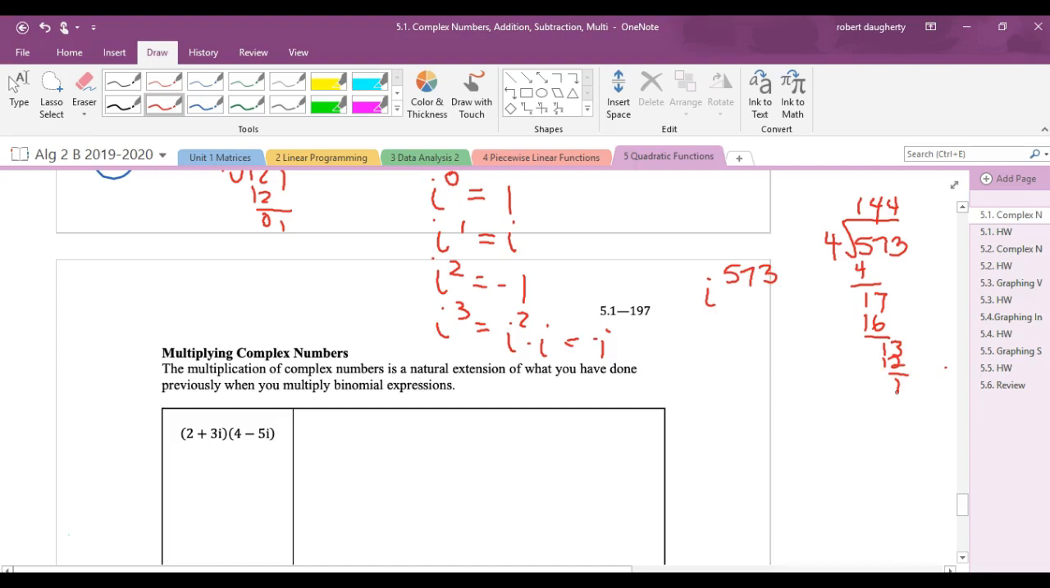So this is i to the 573 is i to the 4th times 144 times i to the 1st power, which is just i. Okay. Pardon me? You're right. So 4 times it's 143. Thank you for catching that. So that's 143, and that makes this a 143 as well. So basically, if you can just divide the number by 4, get a remainder, i to that number is going to be your answer. Okay.